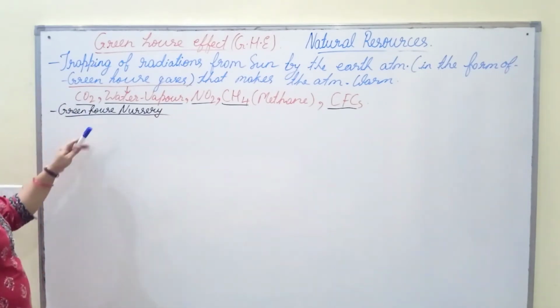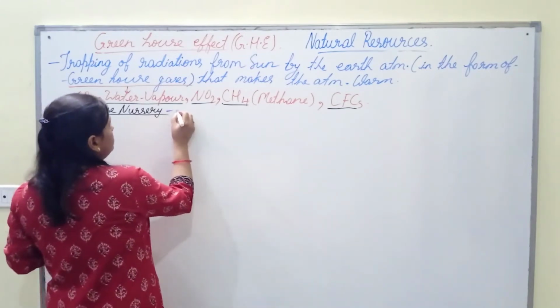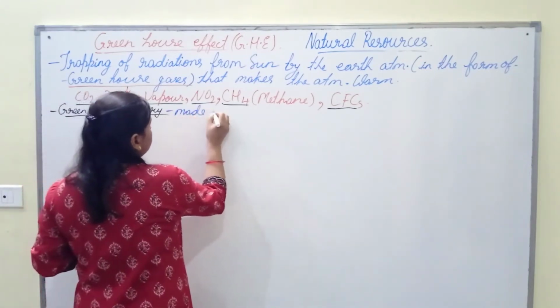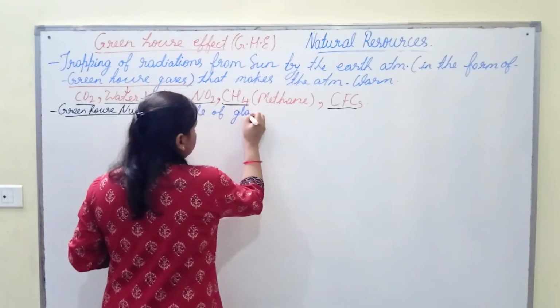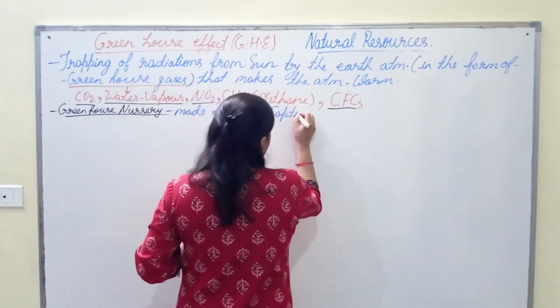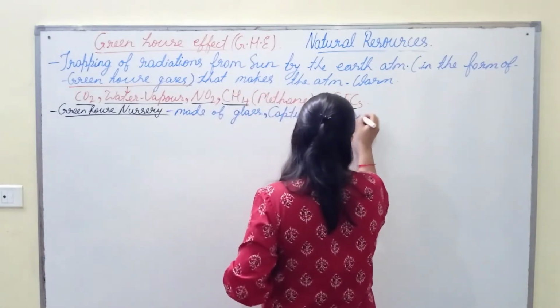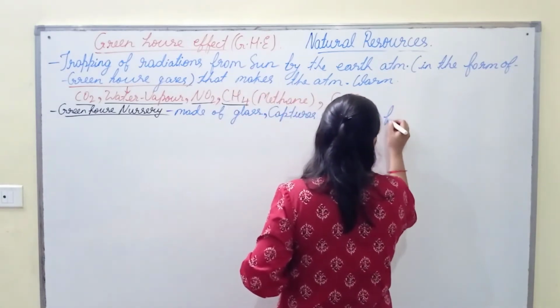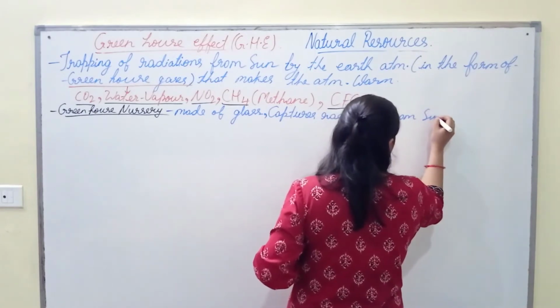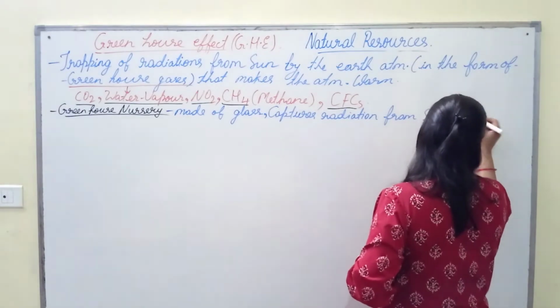So this is the greenhouse nursery that is made of glass and captures radiation from the sun and keeps the atmosphere warm.